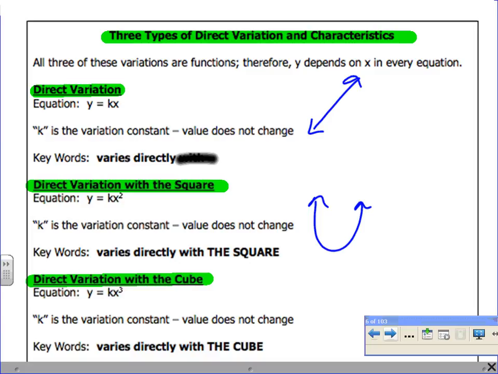Okay, direct variation with the cube. Y equals kx cubed. K is the variation constant. It doesn't change. Keywords, varies directly with the cube. What does this graph look like? Do you guys remember? Luke B, come up and draw it for us.